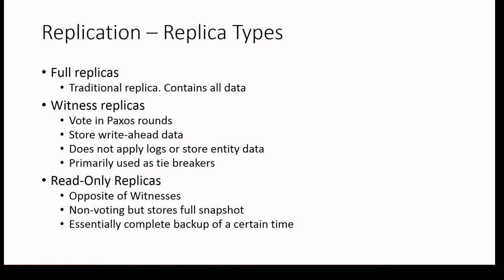On the opposite side of the spectrum, you've got read-only replicas. They don't vote, but they store full snapshots. All they really are is backups. They're backups at a certain time shot, a certain slice of time. That data is backed up to a read-only replica. They're just there for backup.